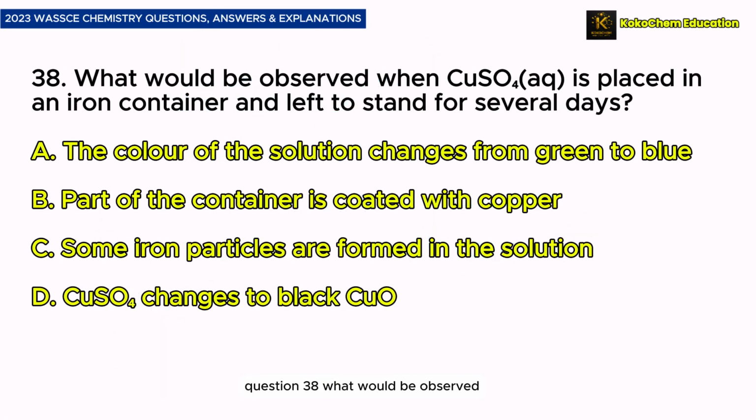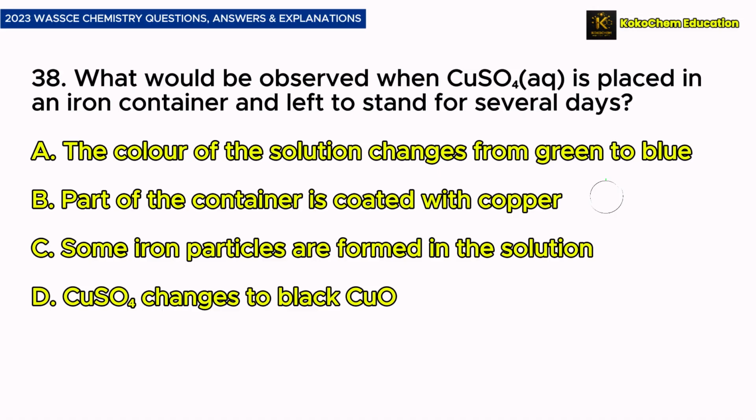Question 38. What will be observed when copper sulfate is placed in an iron container and left to stand for several days? A. The color of the solution changes from green to blue. B. Part of the container is coated with copper. C. Some iron particles are formed in the solution. D. Copper sulfate changes to black copper oxide.